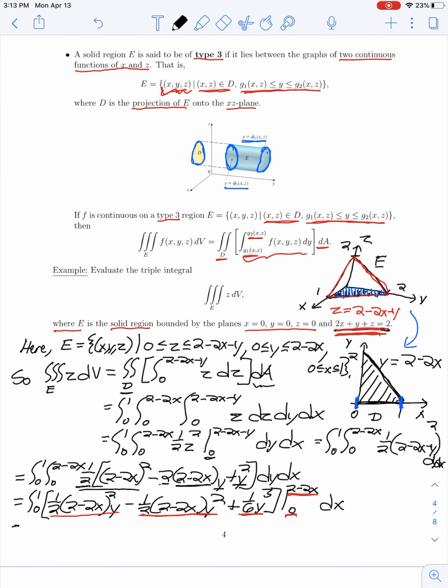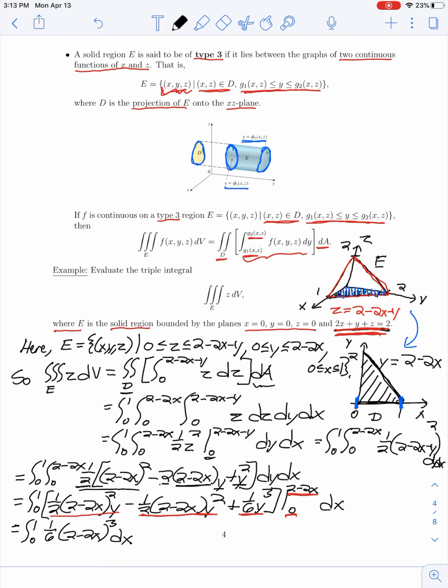So writing this out, we're left with the integral from 0 to 1 of 1/6 of (2 minus 2x) quantity cubed with respect to x. So in order to evaluate this, well, we could expand this cubic, which starts to get a little bit messy, or we're integrating a composite function here, so we could make use of a substitution.